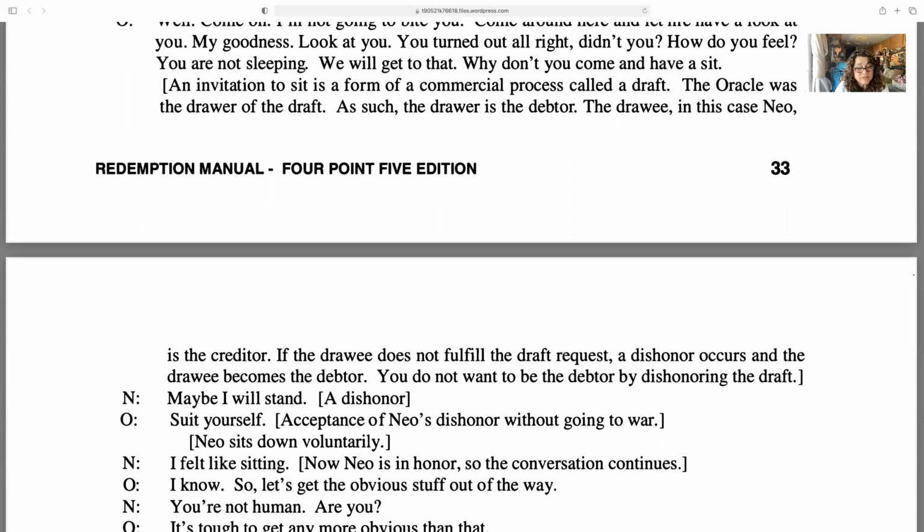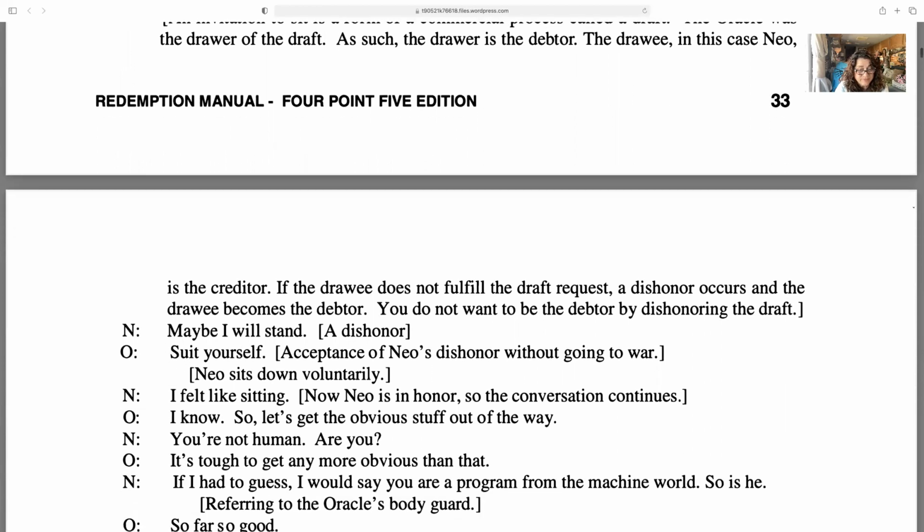Acceptance of Neo's dishonor without going to war. Neo sits down voluntarily. So he sat down.